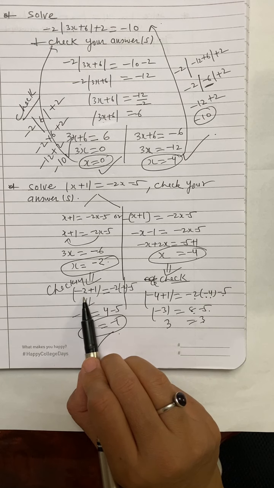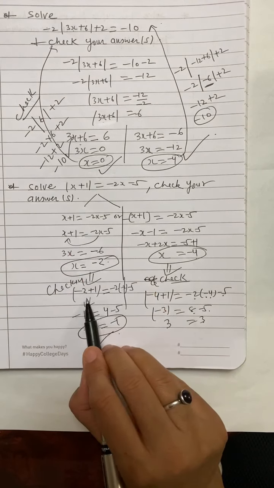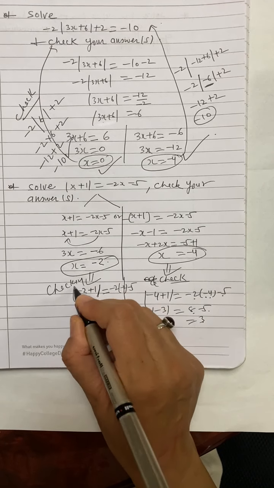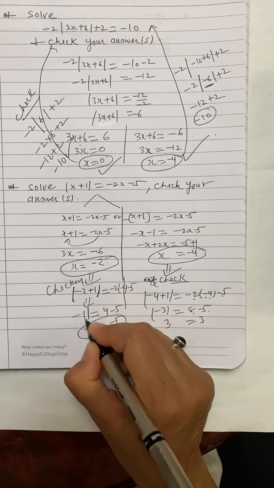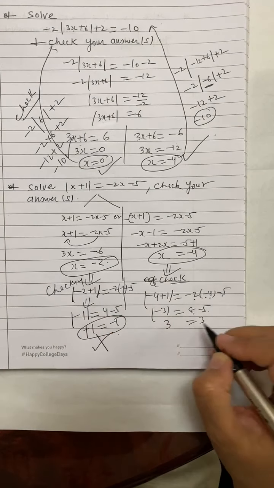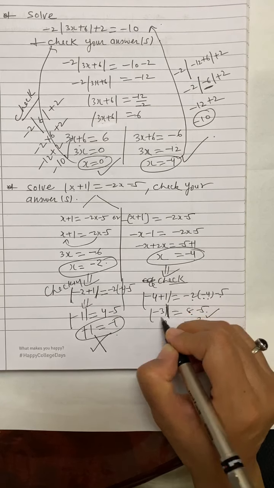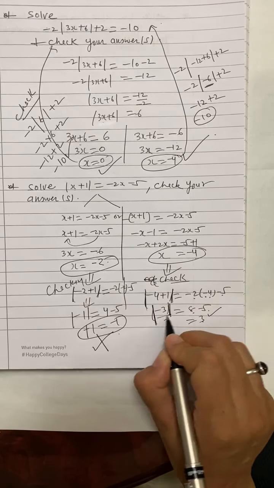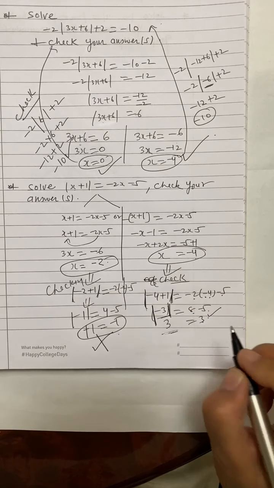So when I substituted x is negative 2, I got negative 2 plus 1, which is negative 1. Oh, okay, I forgot to take the absolute value here. So when I take the absolute value, this becomes plus 1. So this is not a solution. Whereas here, because of not writing it properly, the absolute value of negative 3 is 3. So this is the solution.